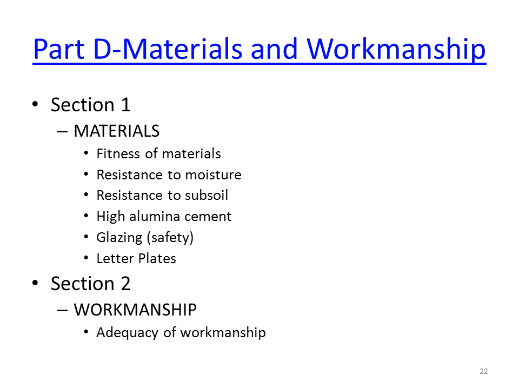Part D, materials and workmanship. Section 1 covers materials, so we're looking at things like fitness of materials, resistance to moisture, resistance to subsoil, high aluminum cement, glazing safety mostly, and then letter plates. This was introduced a number of years ago about the fact that letter plates or letter boxes in your front door have to be at a certain height. This is because a lot of postmen were complaining about the height of the letter boxes. Section 2 covers workmanship, and it really just covers adequacy of workmanship, but it's quite vague really.